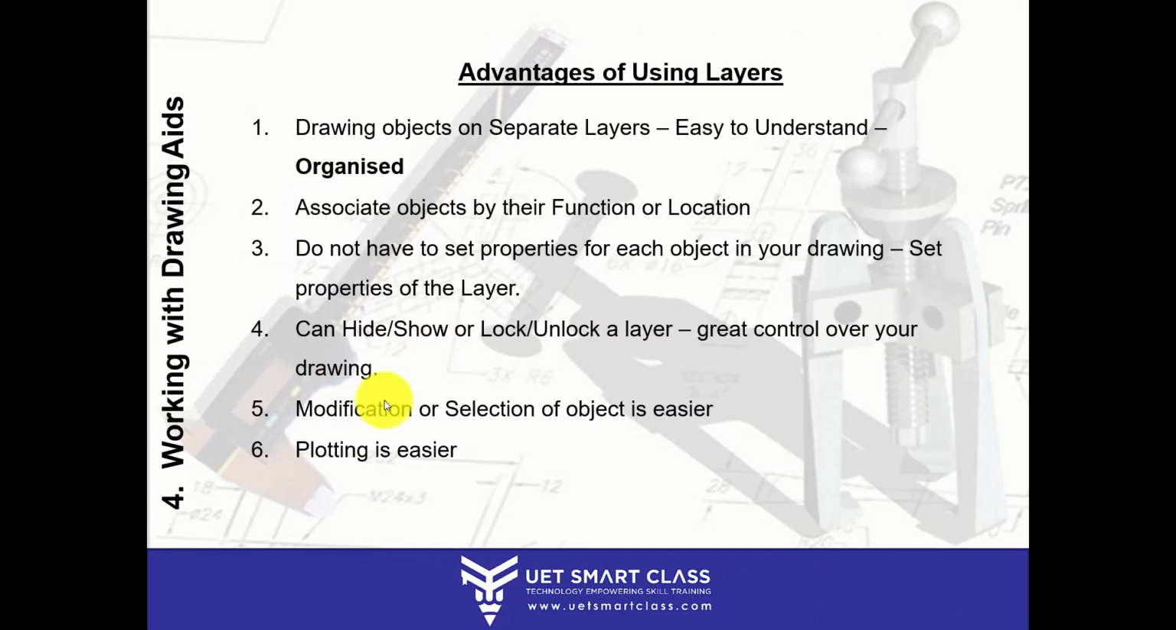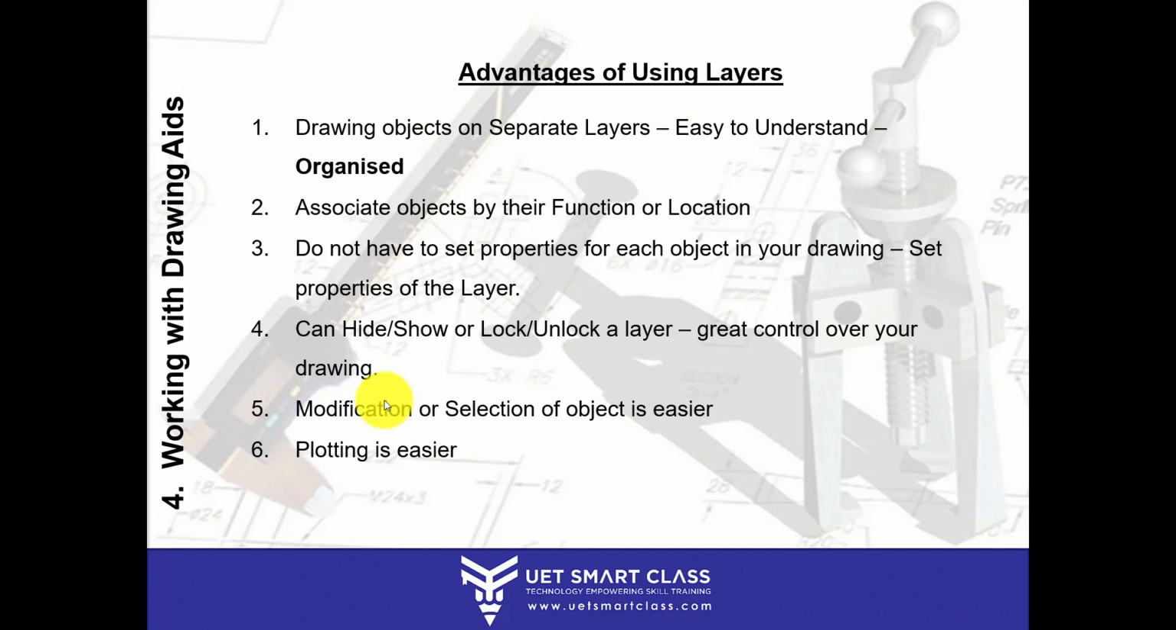You can hide or show the layer. As I said before, you can hide and show the layer. So if you want to work on a particular object, you can hide the other objects or details. For example, if you don't want to see the dimension or labeling, you can just hide it. You have this option in the layer manager.